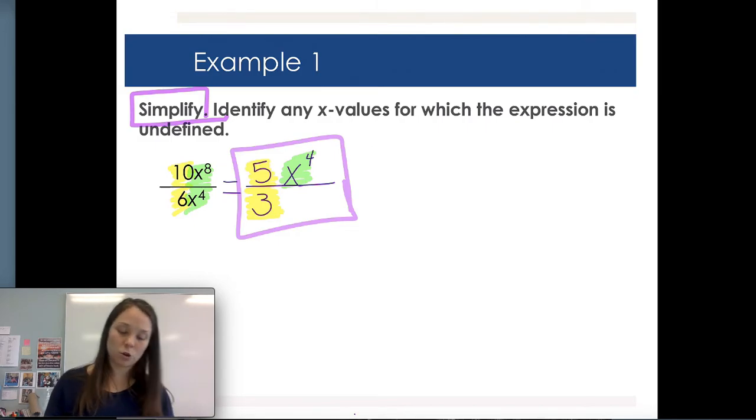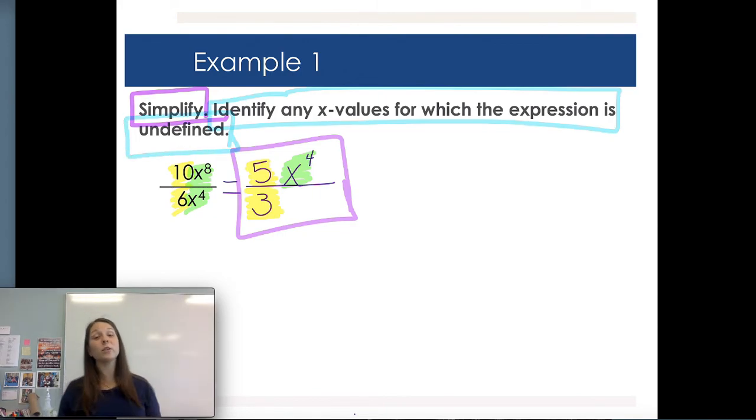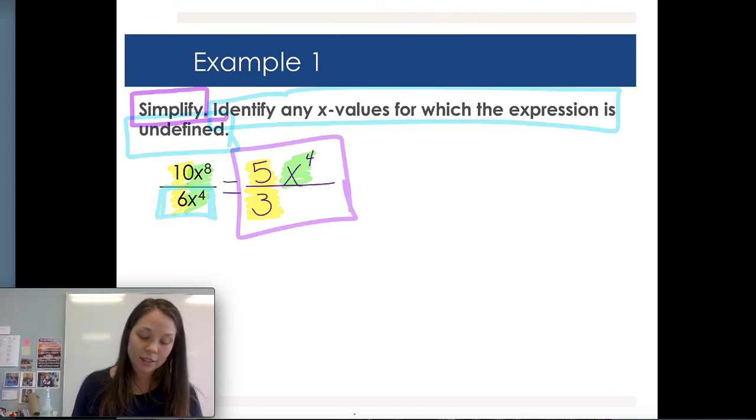The second part of these instructions says to identify any values of x for which the expression is undefined. Remember, we're dealing with fractions here, and a fraction is always undefined when you're dividing by 0, because you're not allowed to divide by 0. If you look at the simplified version of this fraction, we would never be dividing by 0, because the denominator is just 3, and 3 is not 0. But what we have to be careful of is that we need to look at the original denominator and figure out what values of x would make that denominator 0. So we need to look at the 6x to the fourth.